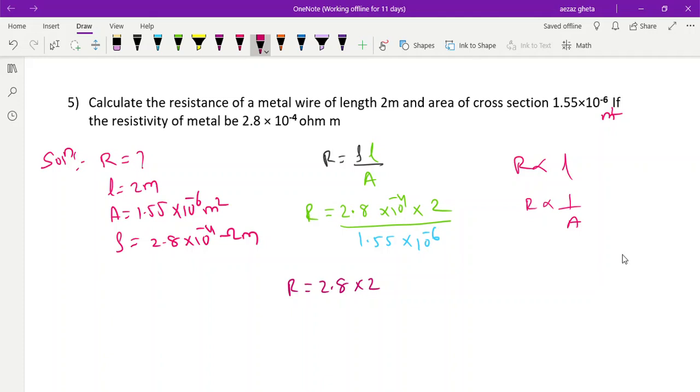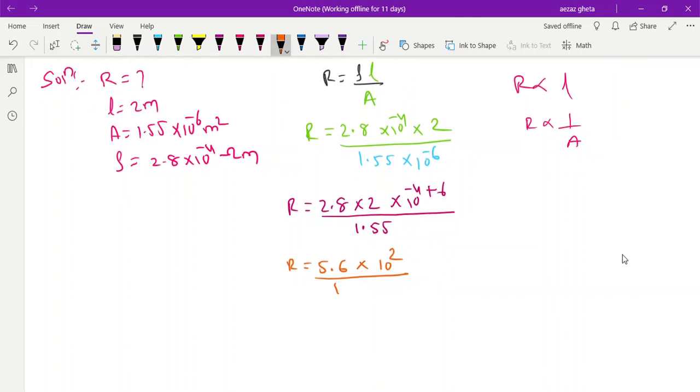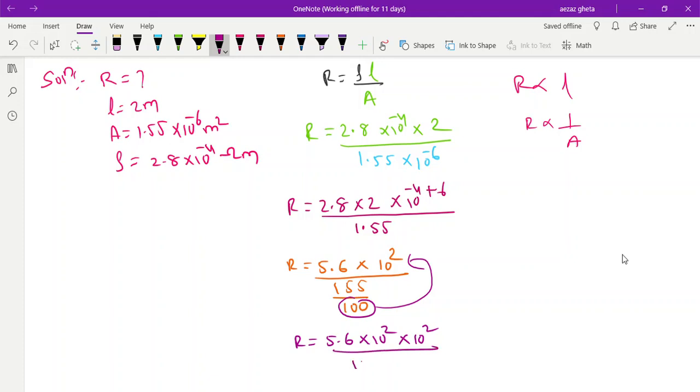2.8 into 2, into 10 power minus 4 plus 6, whole divided by 1.55. R is equal to 2 8s are 16, 2 2s are 4, so 5.6 into 10 power 2 divided by 1.55. What will we get? 155 by 100, because after the decimal point two digits are there. So R is equal to 5.6 into 10 power 2 into 10 power 2, the reciprocal, divided by 155.